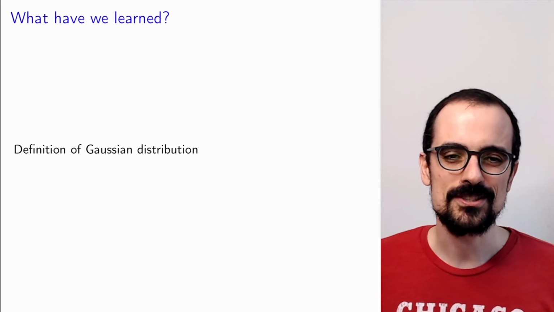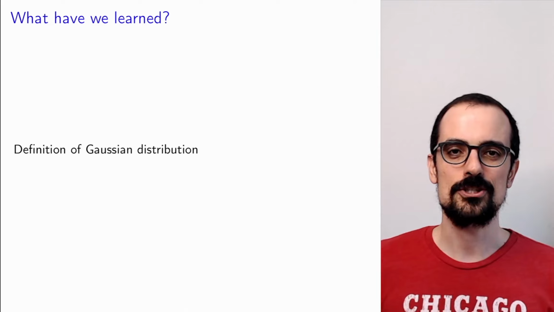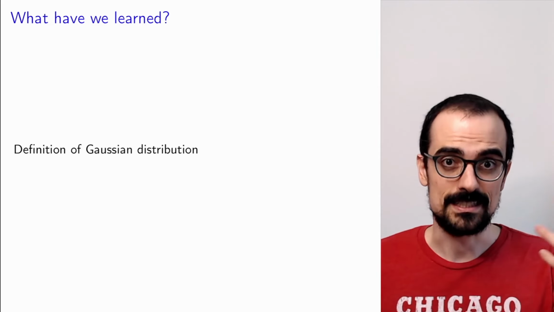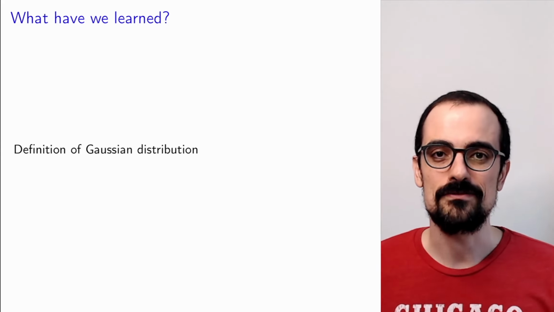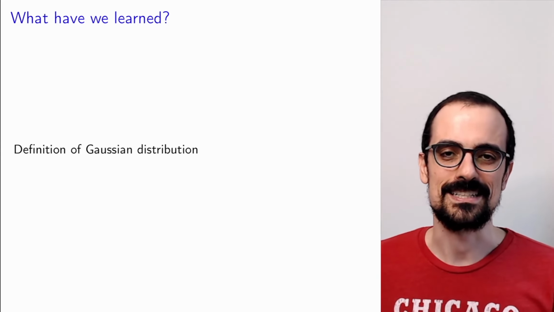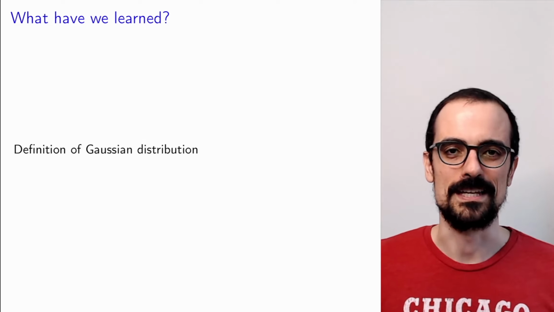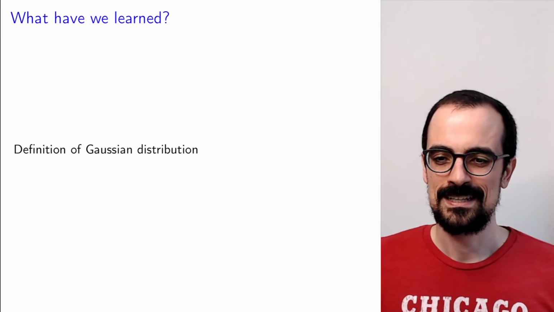All right, so what have we learned? We have learned the definition of the Gaussian distribution, some of its properties, that it allows us to fit real data very well, and that you should be careful when you download a data set from the internet, because it might not be what you expect it to be. Thank you very much.